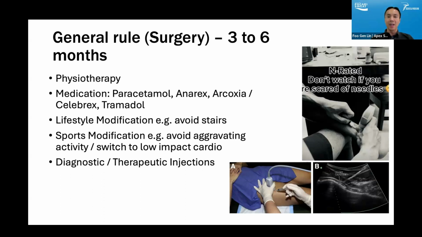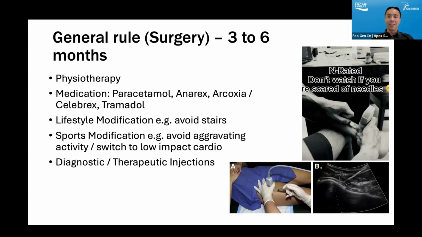Because when they're in pain, they can't exercise, and the physiotherapy becomes a little bit useless in that sense. And also lifestyle things. I'm not saying that you should avoid stairs all the time, but the initial bit after your injury, you should avoid aggravating your symptoms. And just sports things as well.